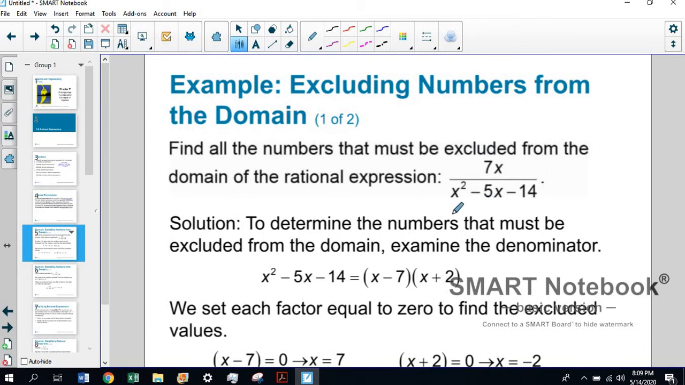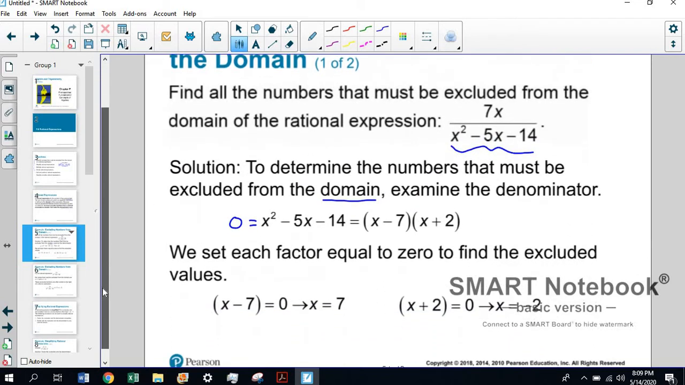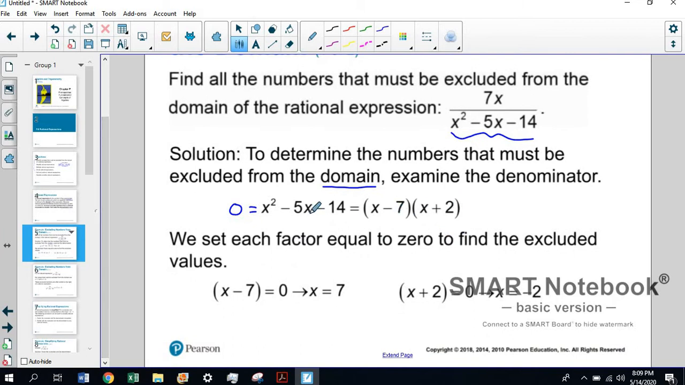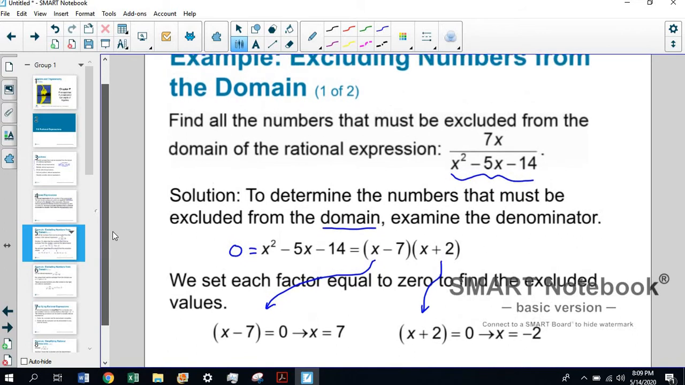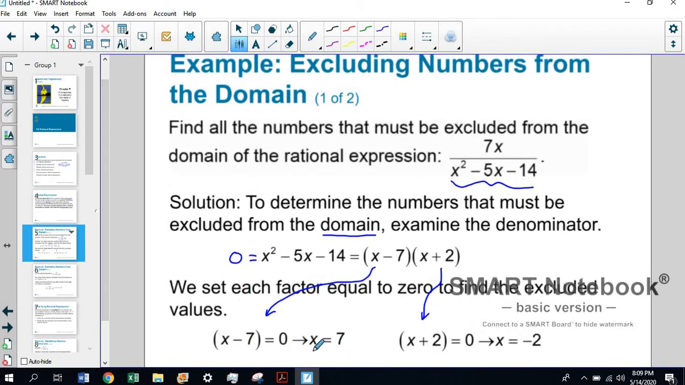Here's an expression, 7x divided by x squared minus 5x minus 14. If you want to find the domain, you simply set the denominator equal to 0. In this case, that denominator does factor. So if we factor it and set it equal to 0, that tells us that x minus 7 could be 0, or x plus 2 could be 0. That's the zero product property. So x minus 7 equals 0 gives you x equals 7, and if x plus 2 is equal to 0, then x is equal to negative 2.